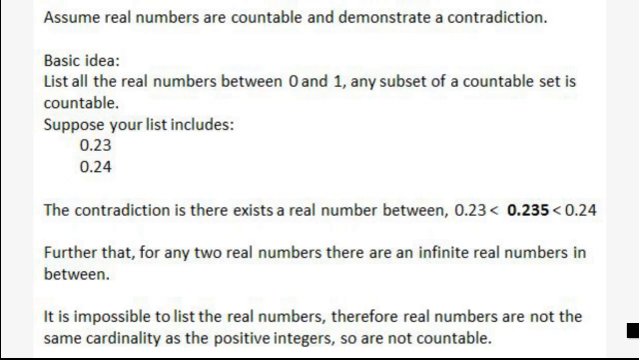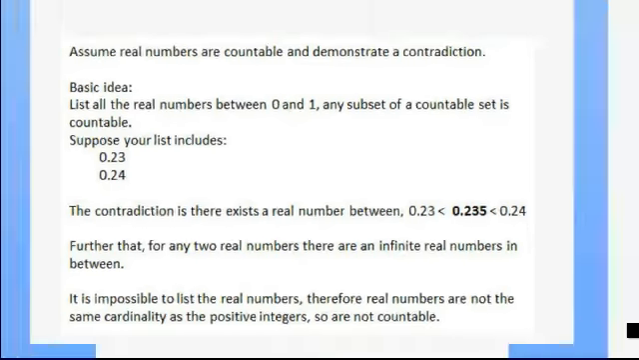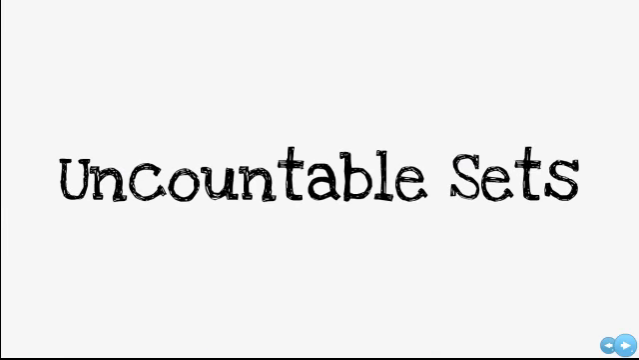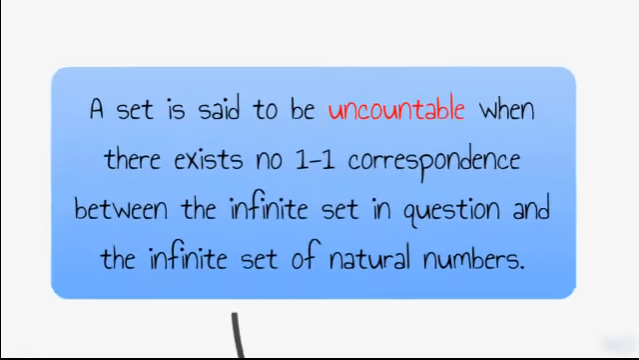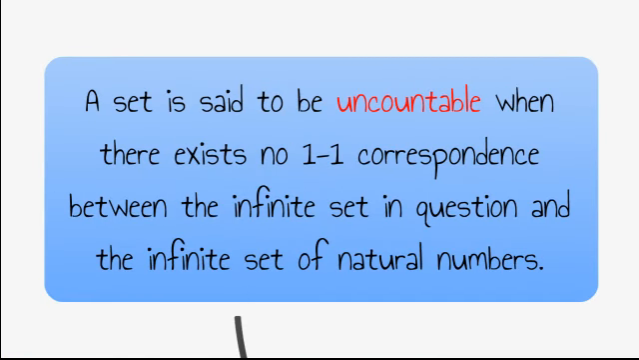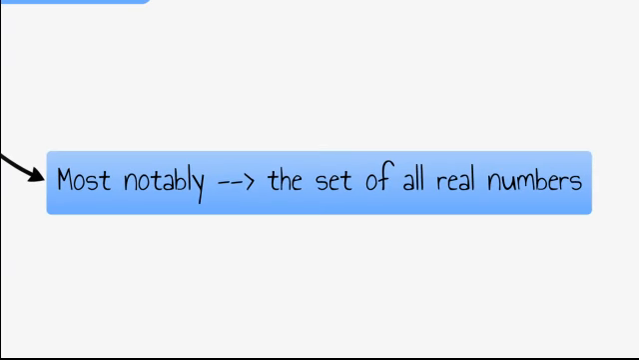Further, for any two real numbers, there are infinitely many real numbers between them. So it's essentially impossible to list all the real numbers between them. Therefore, real numbers are not the same cardinality as positive integers, so they are not countable. A set is said to be uncountable when there exists no one-to-one correspondence between the infinite set in question and the infinite set of natural numbers.